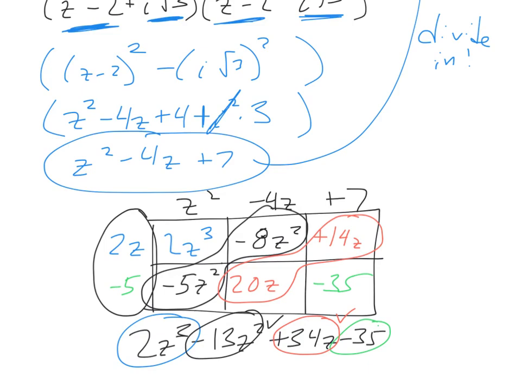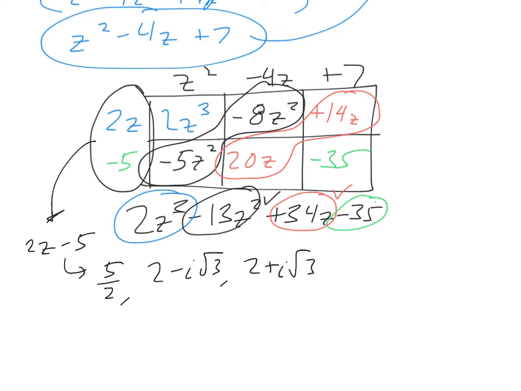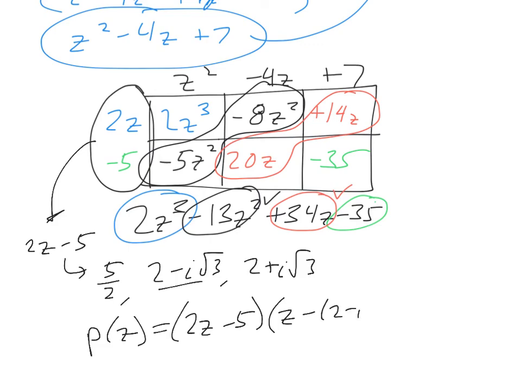So now we need to make sure we answer the question. The question was saying find all of the roots and then completely factor the thing. So if I want to find all the roots, it looks like my roots are, well, this one, 2z minus 5, is going to yield a root of 5 halves. So we have 5 halves, we have the one that they gave us, and then the one that we implied from the conjugate root theorem. And then the final part is they asked us to factor this thing. Looks to me like it factors to be 2z minus 5 times z minus 2 minus i root 3, and then finally times z minus 2 plus i root 3.